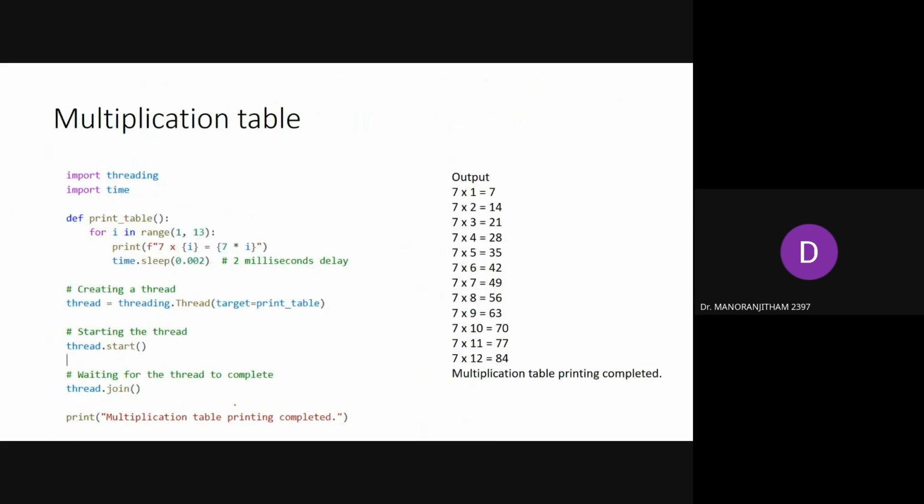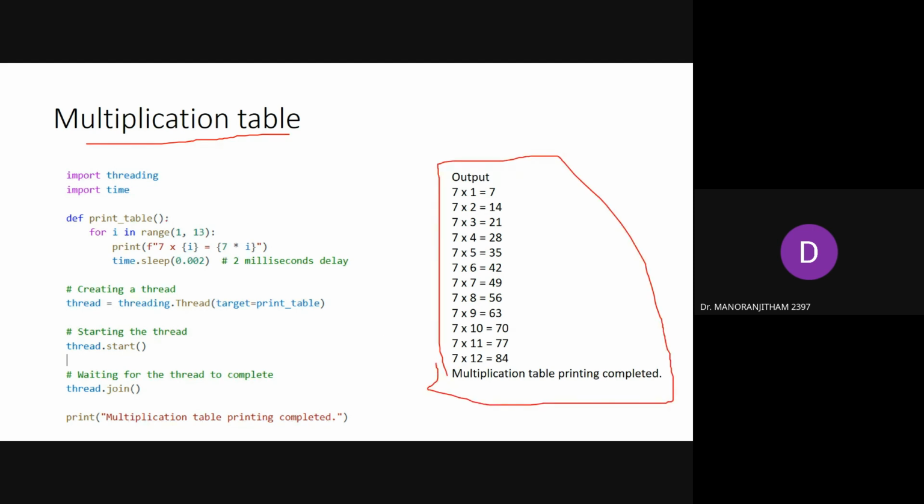Okay, this is another simple program: how to create a thread to print the multiplication table. Here I have printed the seventh table using the thread. Another task I have also done: on each print, I'm asking the thread to sleep for some time. You can represent it in seconds or milliseconds. For time representation, we have to use the time module.